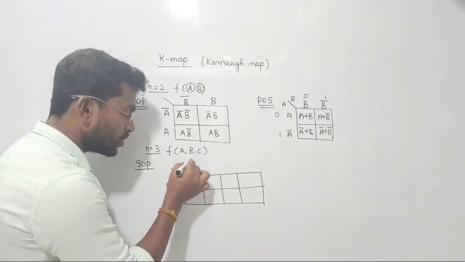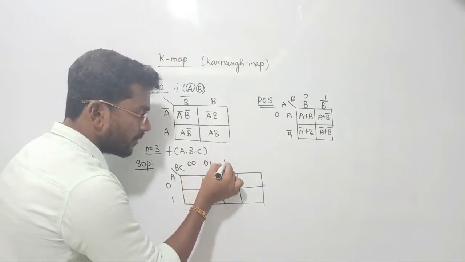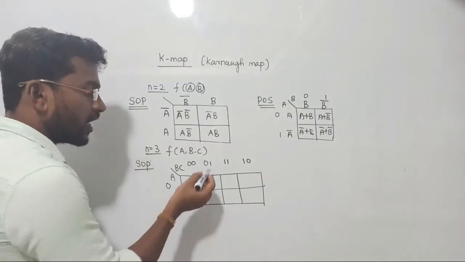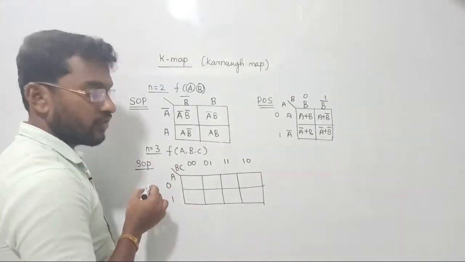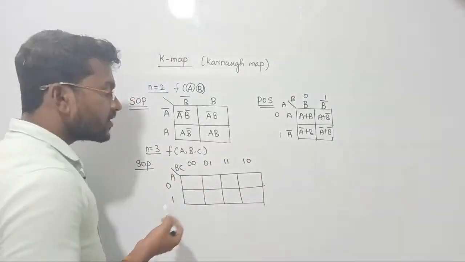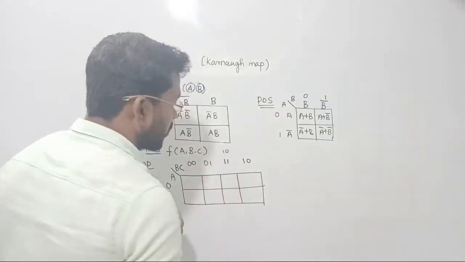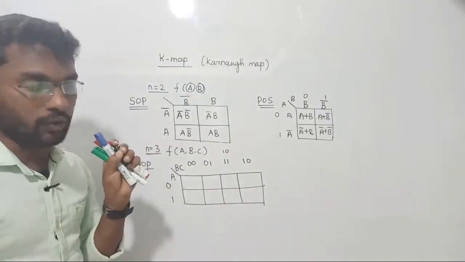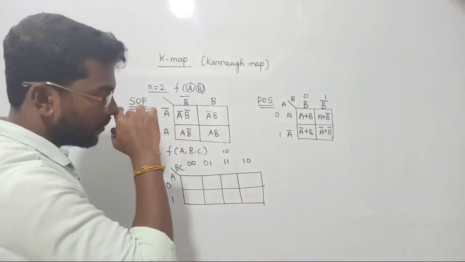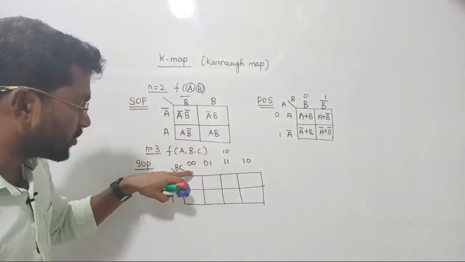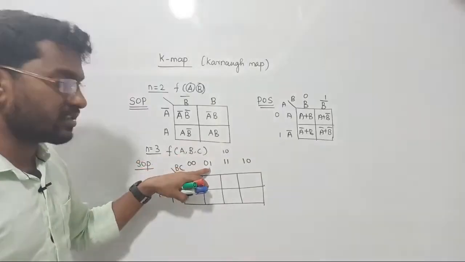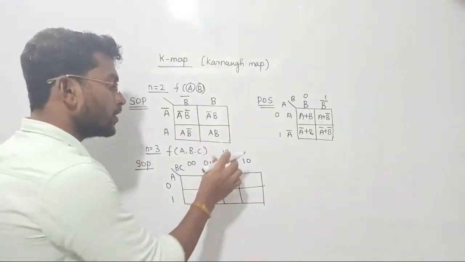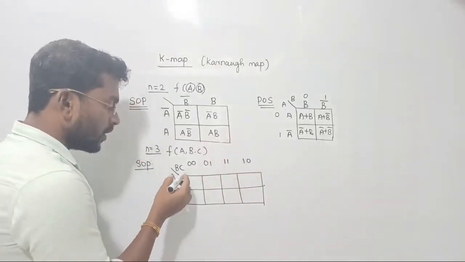They might be 0 0, or 0 1, or 1 1, or 1 0. Guys, clearly notice these things. What I have done here: 0 0 I was considering first, 0 1 second, third 1 1. Why am I not considering 1 0 here? Because we are following gray code sequence. In gray code, first we should consider 0 0, second 0 1, then 1 1, and then 1 0.